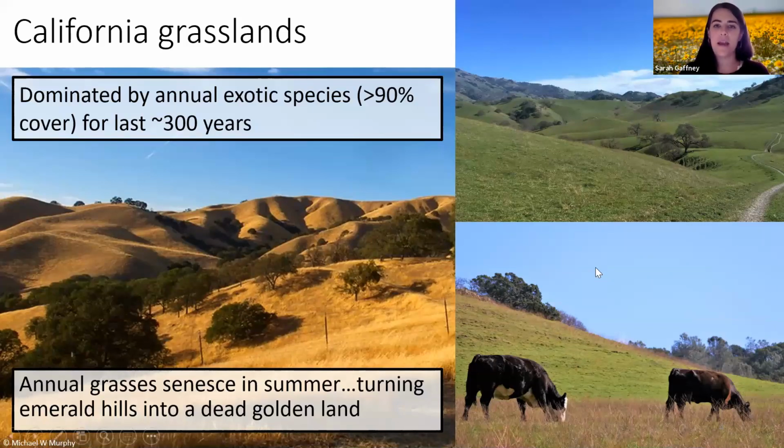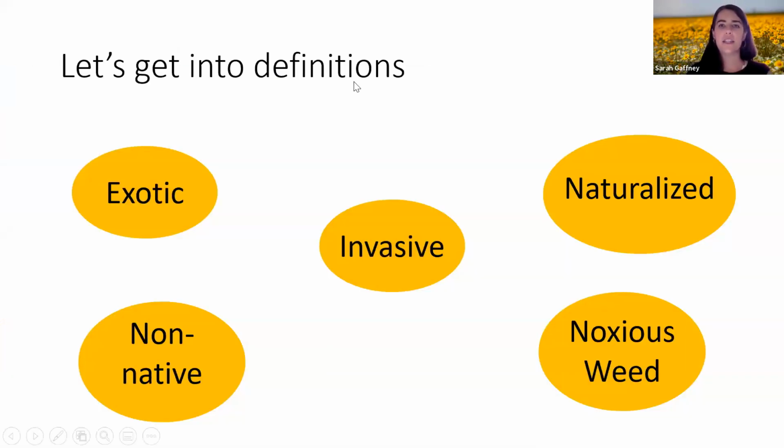So what species are making up our California grasslands right now? To get into that, I want to first go over definitions, because I think that's really important. You might see the terms exotic, non-native, invasive, naturalized, noxious weed. There are so many different terms, and they all mean a plant species that did not originate here, but they still have some differences that are important in how we actually deal with and manage them.